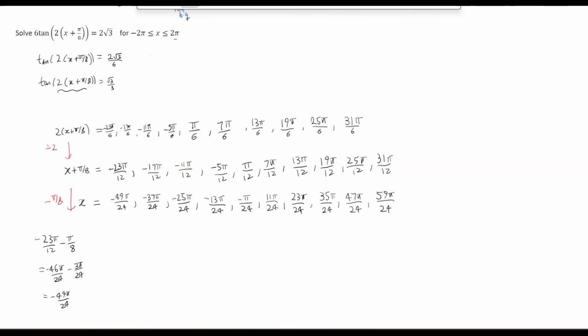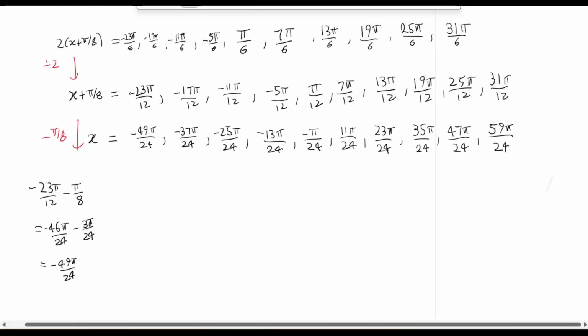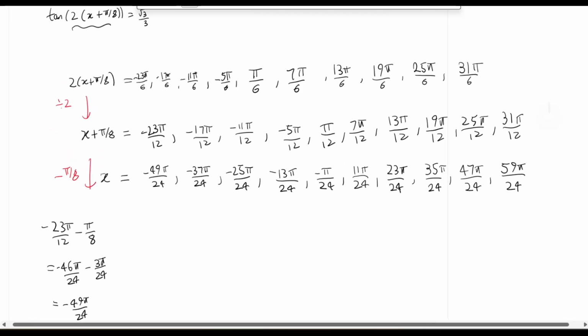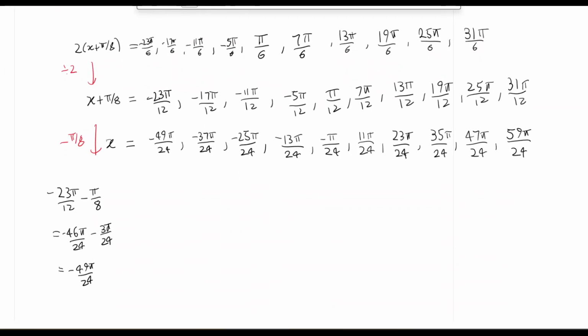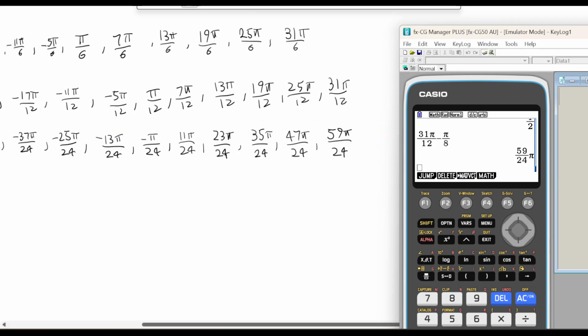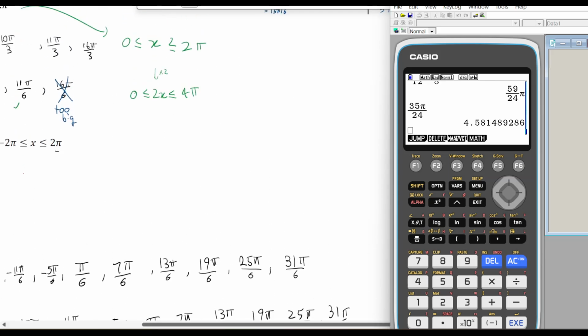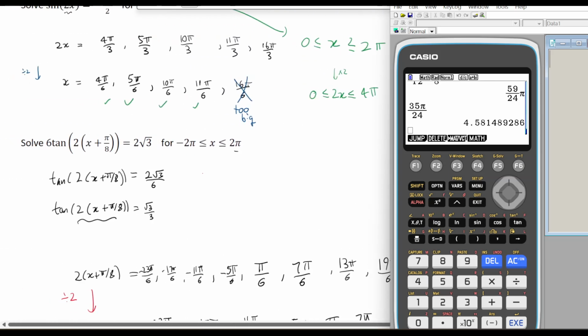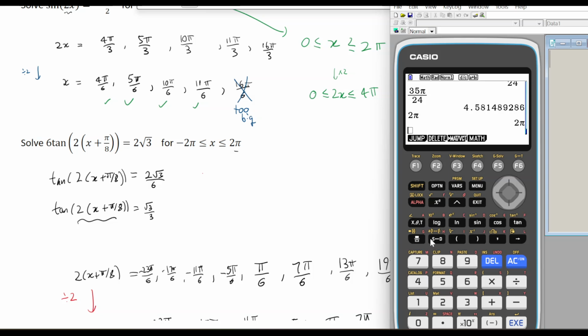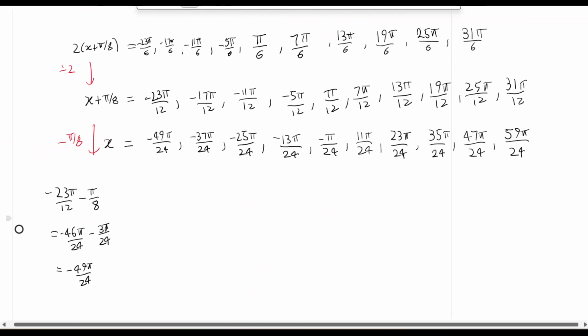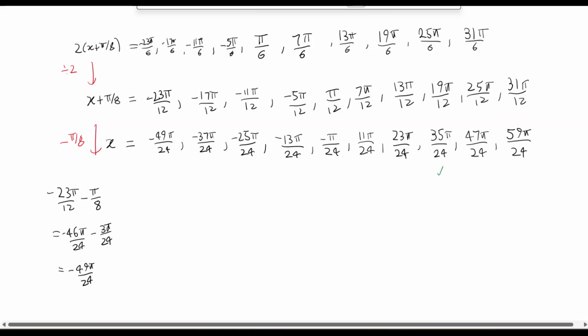All right, so I've chucked all those into the calculator and I've got this big long list of answers. Now, most of these answers are good. If I look at something like, let's go 35 pi over 24, for example, we get that number. And that is less than the range we wanted, which was up to 2 pi. And 2 pi is about 6.28. So yes, we would keep something like 35 pi over 24 because that's in the range.